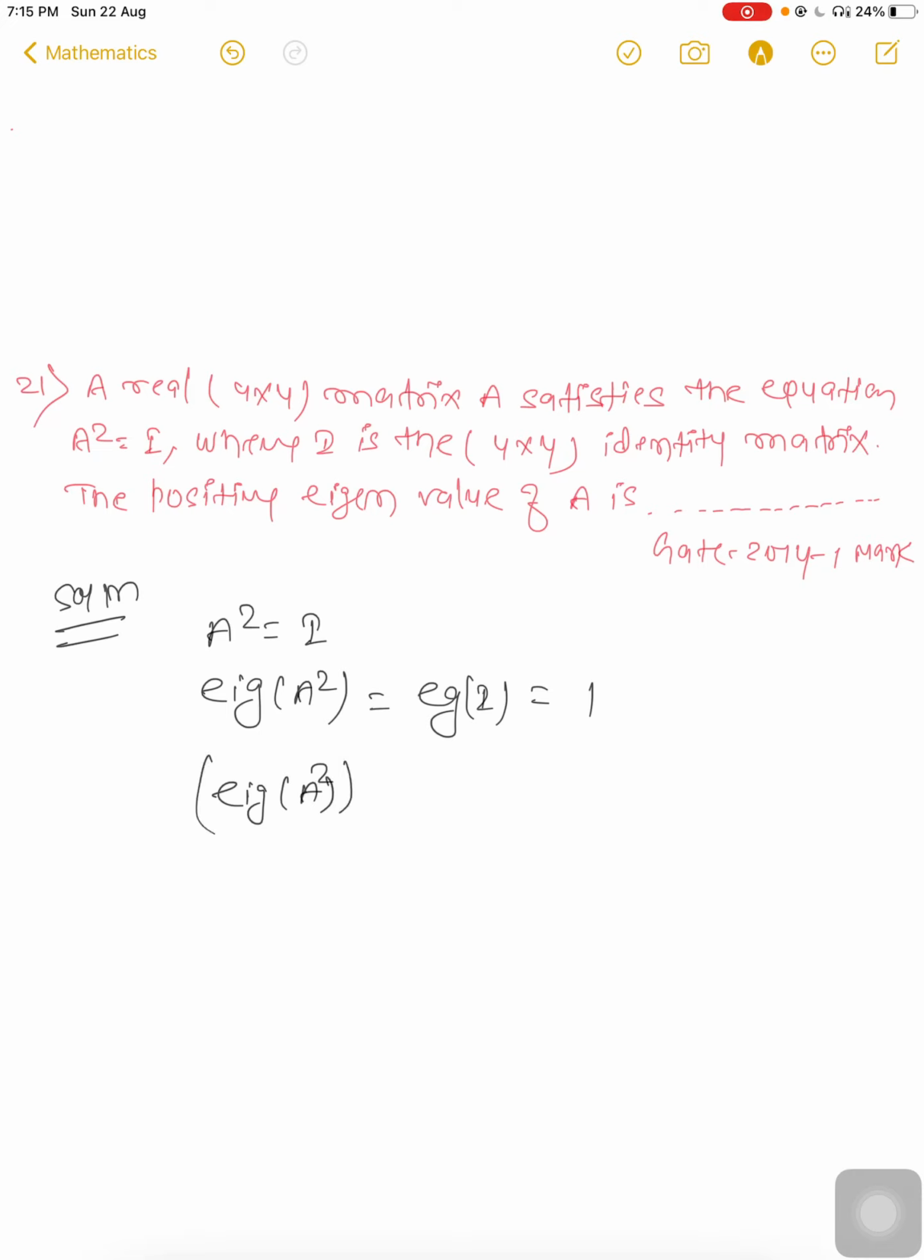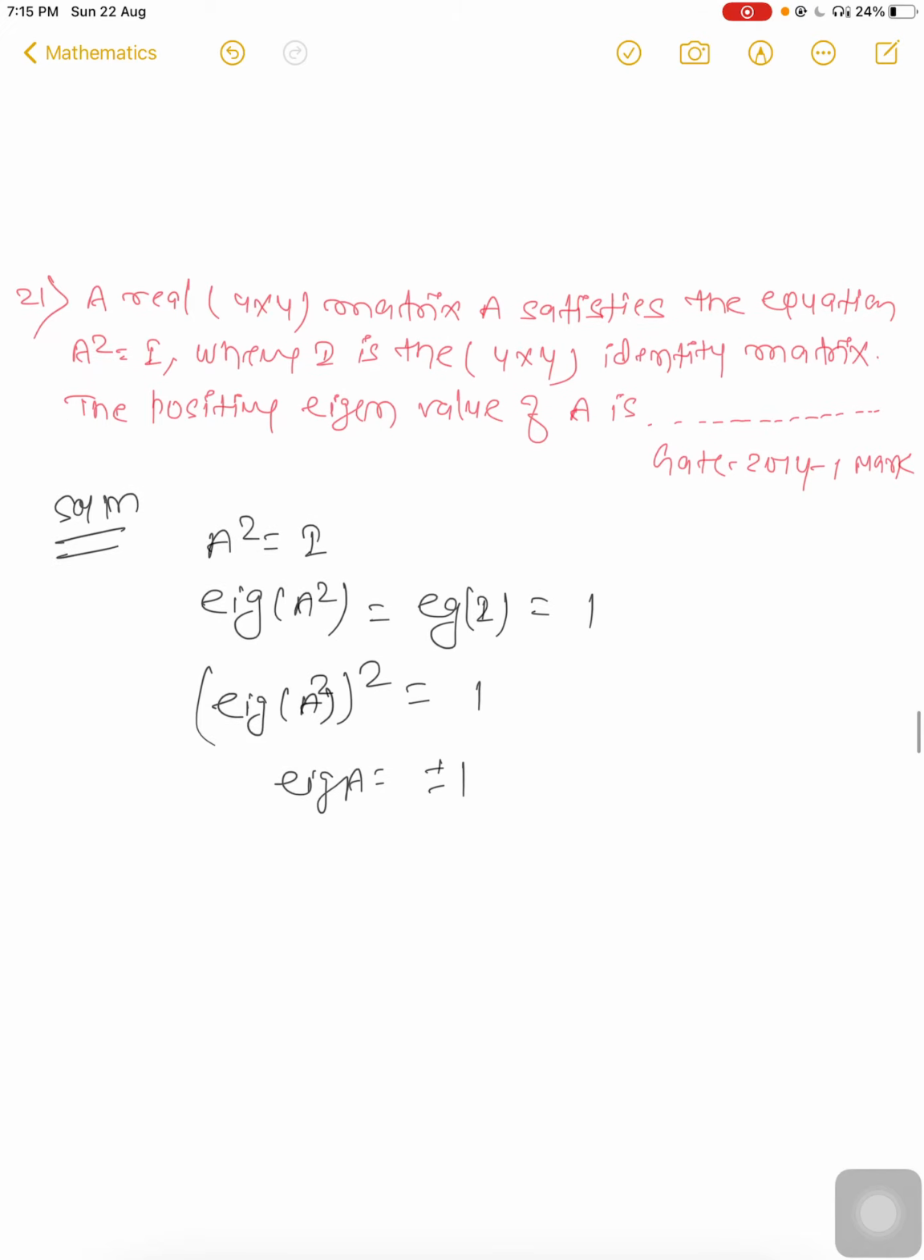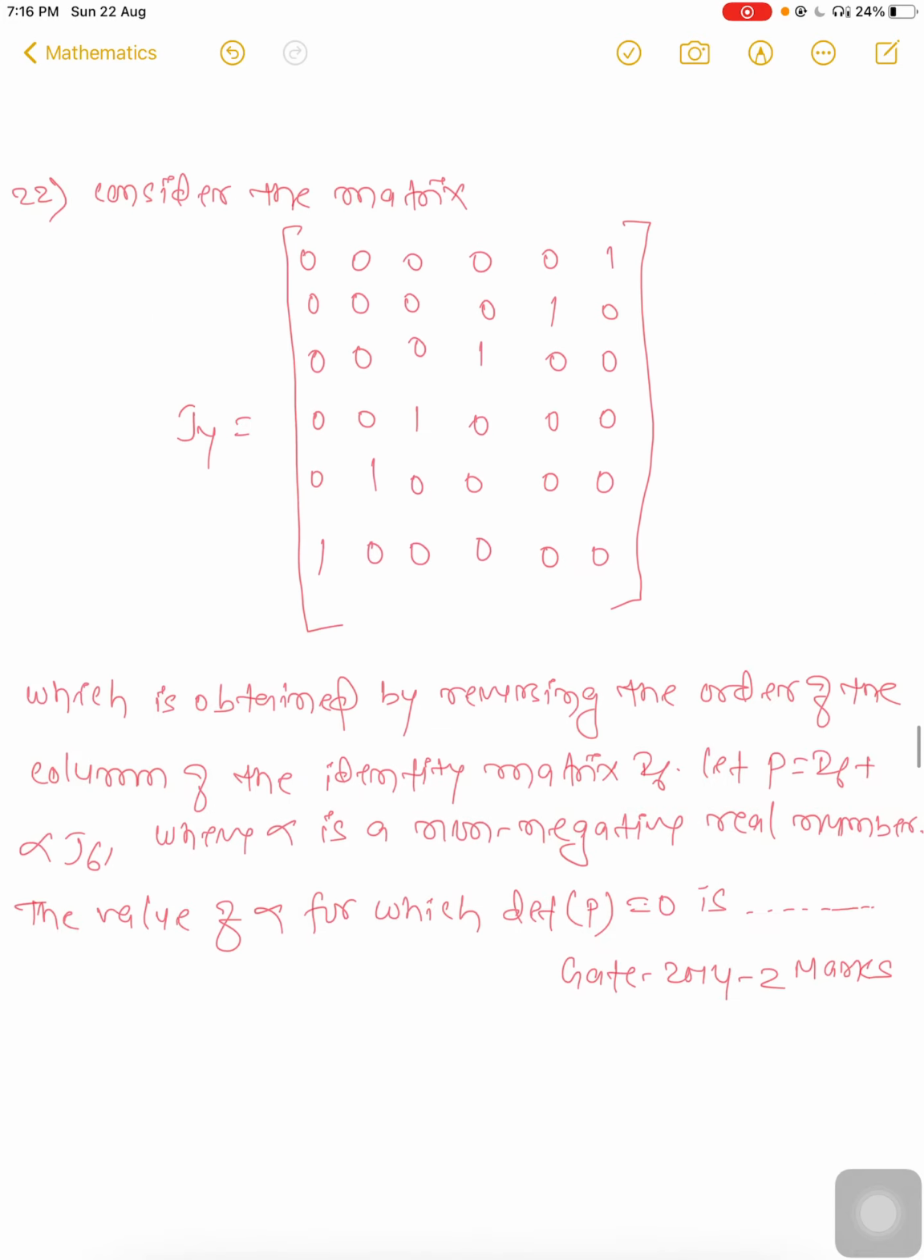Here for A square, the eigenvalue of A square whole square will be 1, and from here you will get the eigenvalue of A will be root under 1, then plus minus 1. So the positive value of the eigenvalue of A is equal to 1.